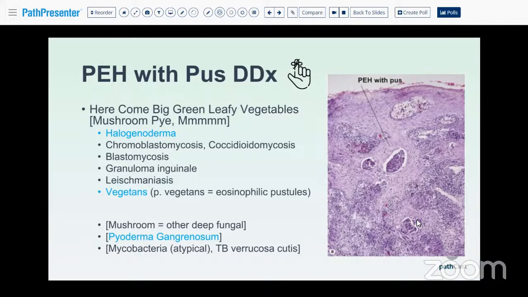Everything else on the differential you see here is infection. So I pretty much like to remember that everything more or less infectious can present with this reaction pattern. And when I see that reaction pattern, I immediately start to zoom in for organisms.